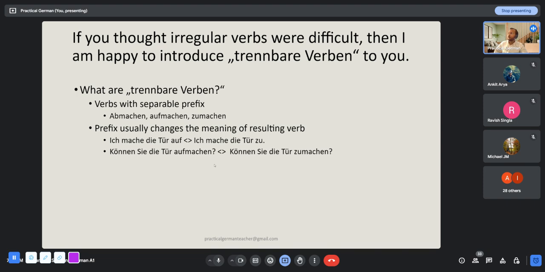Abmachen, I don't have an example, but abmachen literally means to undo something. I can give you an example. Let's say you buy a phone, normally the phone will have some sticker on the back side, and to remove that sticker, you can say abmachen. You can use abmachen in a few different ways, but that's one example, to remove the sticker from your phone. Any questions so far?